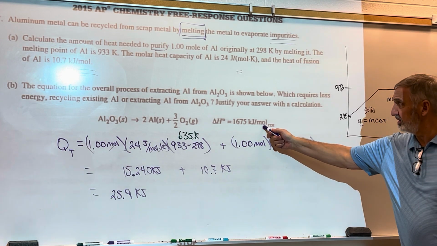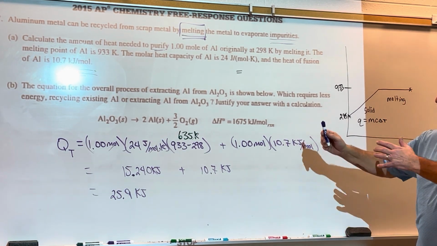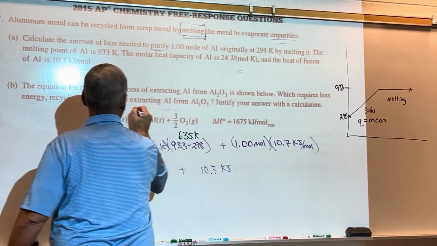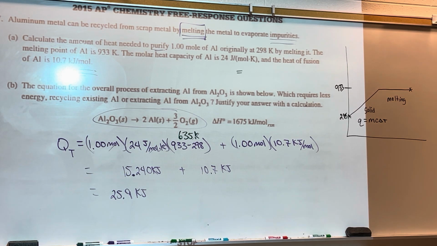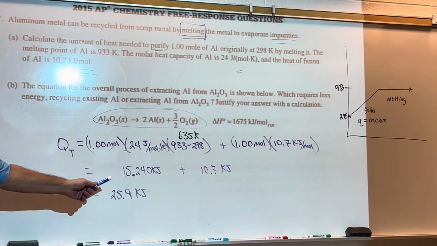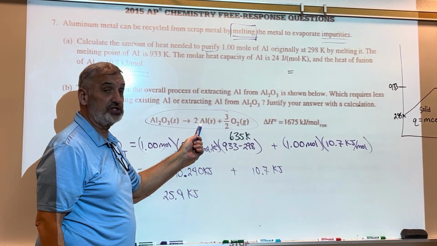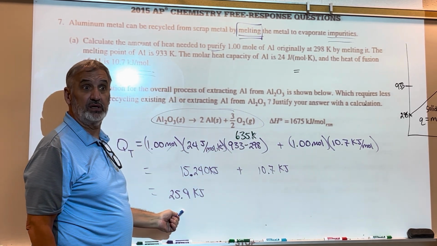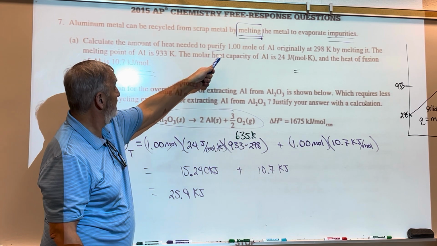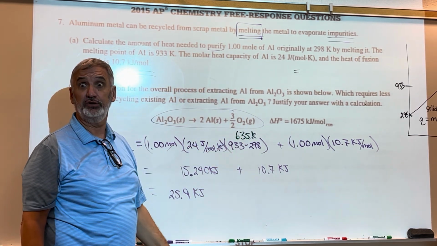What are the units here? Kilojoules per mole of reaction. What does that mean? Which part of this are we interested in? The 2Al. So it takes 1675 per 2Al. How much was this one? Per 1. So how do I find out 1? Divide by 2.